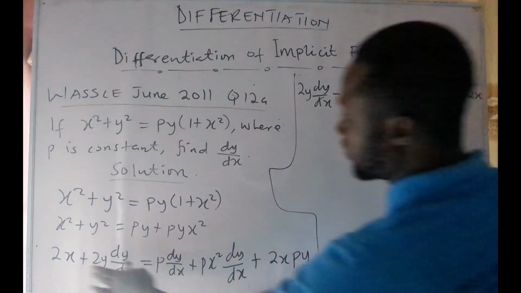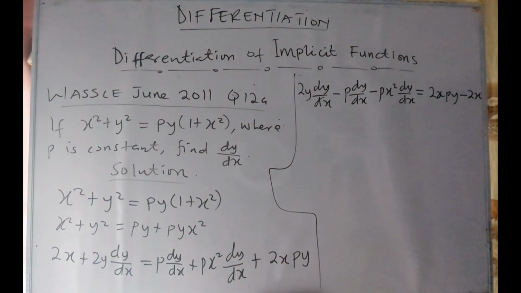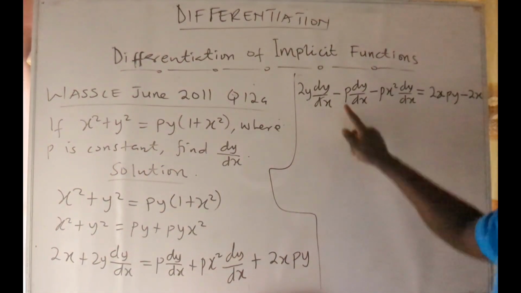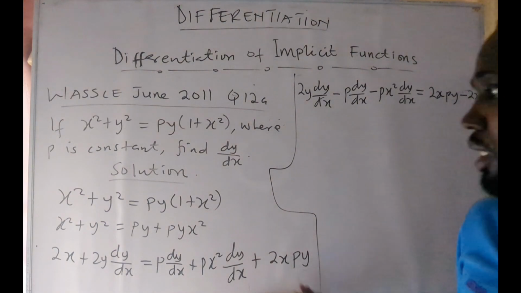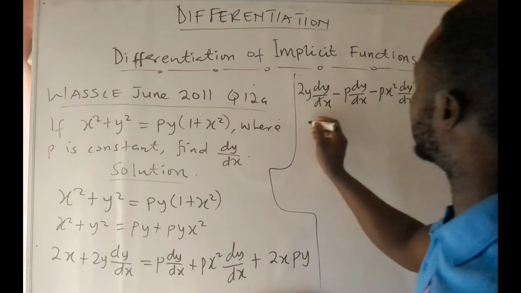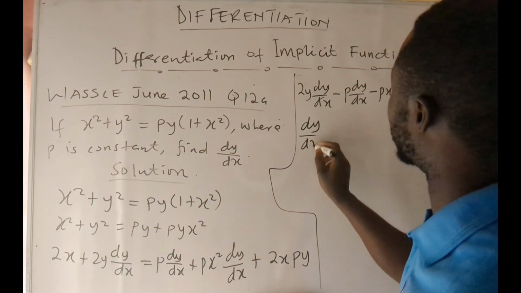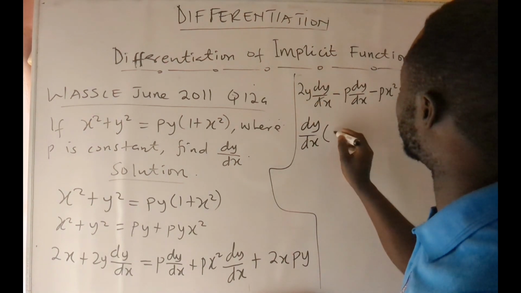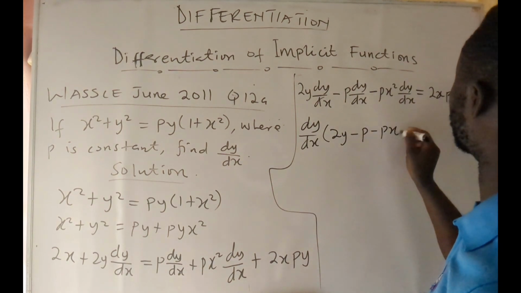So how many terms do we have? 1 2 3 4 5. So we bring the dy on dx terms at one side. This one goes here to be minus, this one goes here to be minus, then 2x py will be at the right hand side. Then we take the 2x to come here to be minus 2x. All right, so here we can factorize dy on dx out. So we have dy on dx, then here will give us 2y minus p minus p x squared.